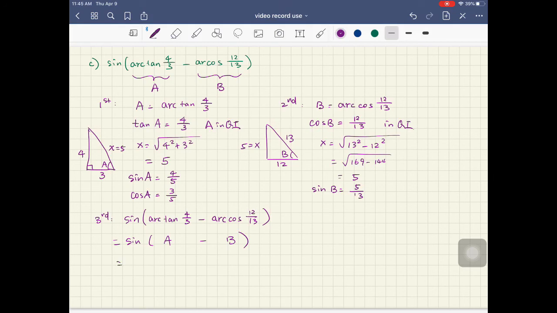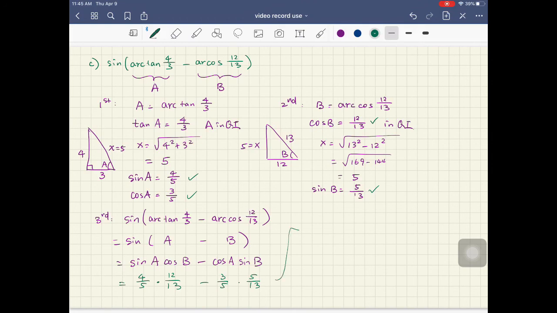Then I can use the formula: sine of A, cosine of B, minus cosine of A, sine of B. So that's why you can see why I need to talk about the sine of A, cosine of A. I have the cosine of B, and then I need to figure out sine of B here. So sine of A equals 4/5. Cosine of B equals 12 over 13. Cosine of A equals 3/5. Sine of B equals 5 over 13.